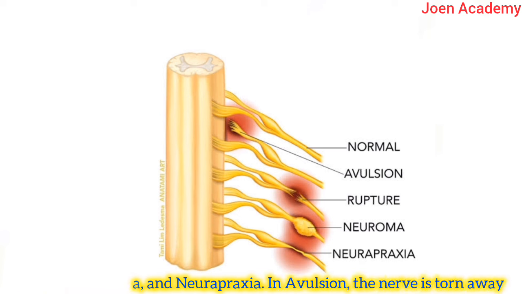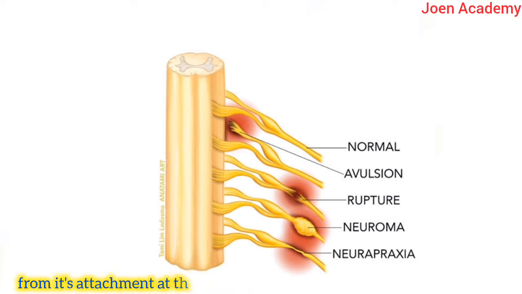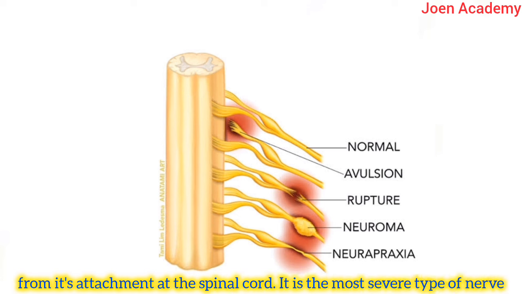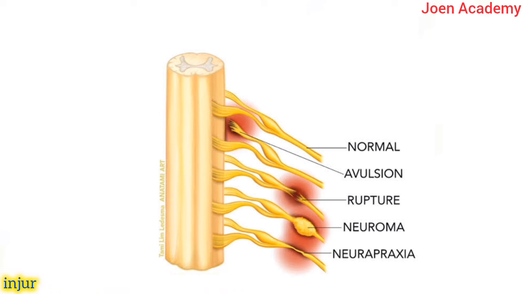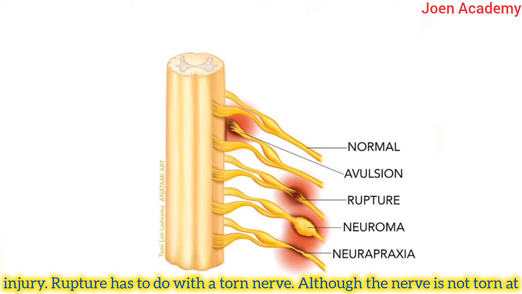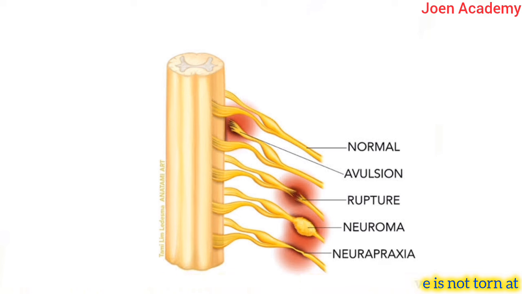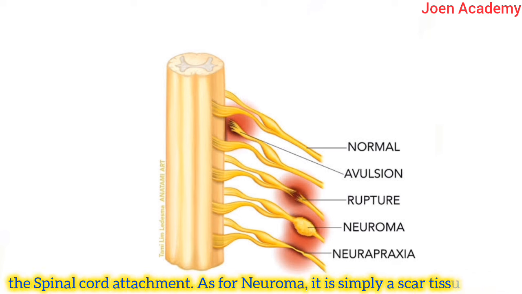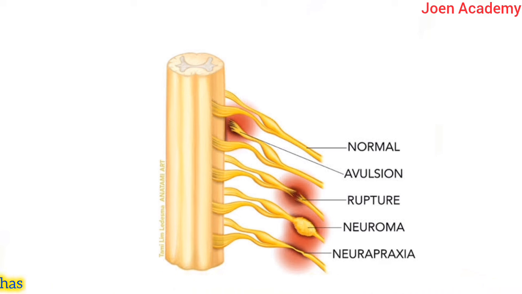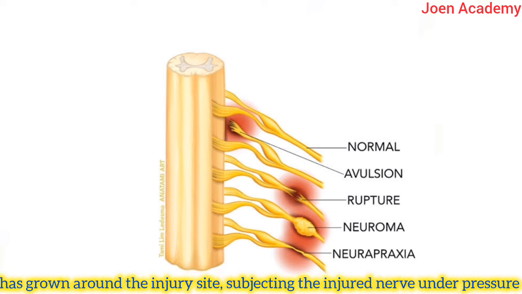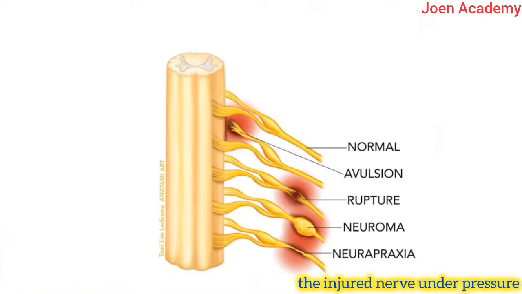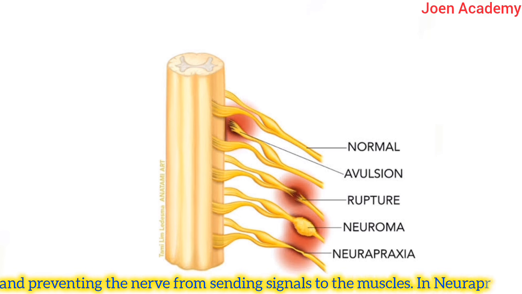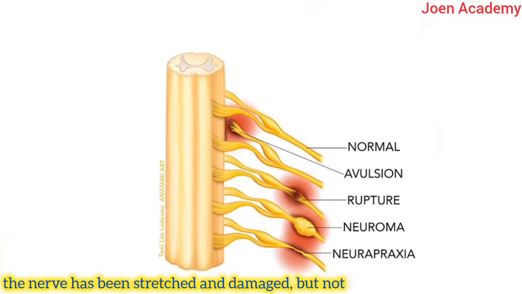In avulsion, the nerve is torn away from its attachment at the spinal cord. It is the most severe type of nerve injury. Rupture has to do with a torn nerve, although the nerve is not torn at the spinal cord attachment. As for neuroma, it is simply a scar tissue which has grown around the injury site, subjecting the injured nerve under pressure and preventing the nerve from sending signals to the muscles. In neuralgia, the nerve has been stretched and damaged but not torn.